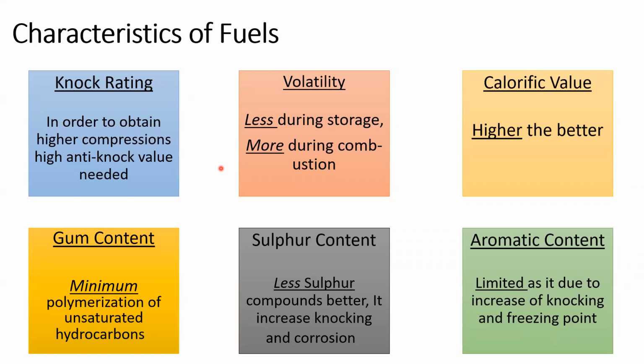Gum means the fuel has started to make a polymer. They react with other chemicals and materials available, and start creating polymers. These are more or less a gel-like substance, which is not suitable for use in automotive fuel, because it could clog up the fuel systems, carburetors, or any of the components inside the vehicle. So gum content should be very low. And sulfur content.